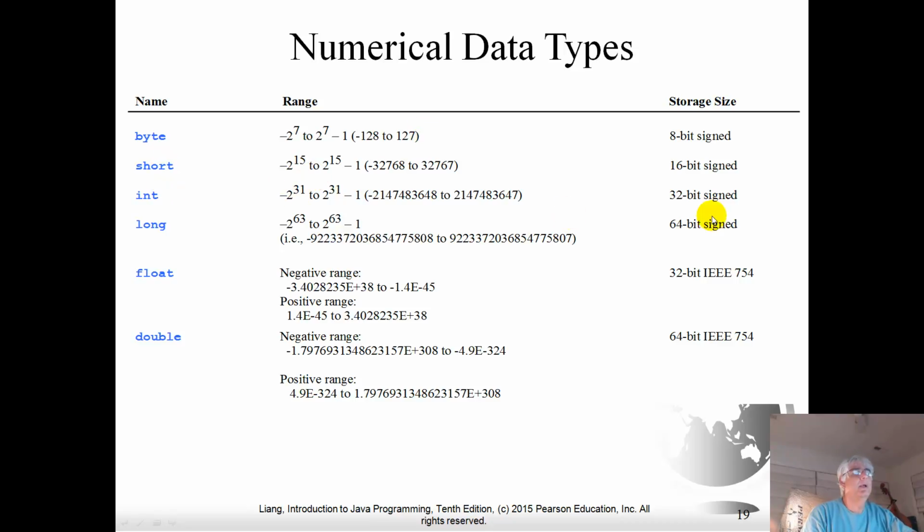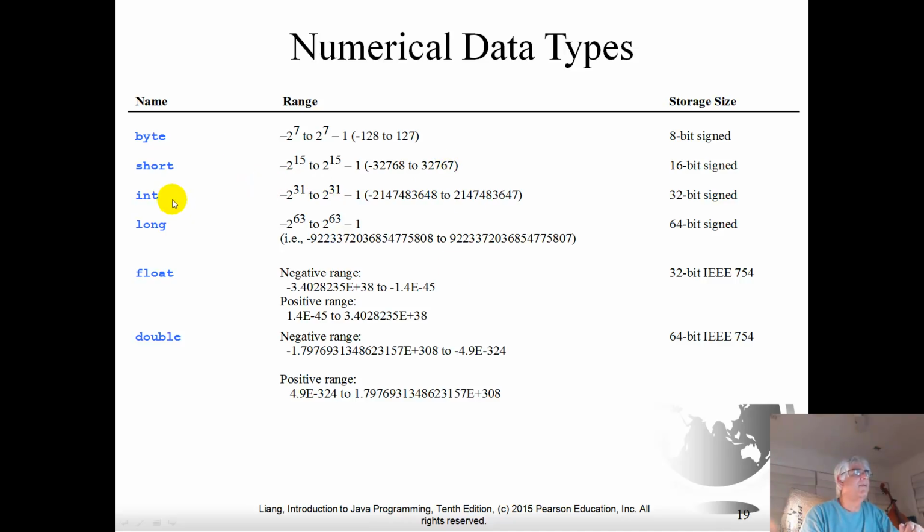A short is a 16-bit data type, and by signed, what does that mean? It means we can store both negative and positive numbers. For short, 16 bits, -32,768, that happens to be -2 to the 15th, to 32,767.